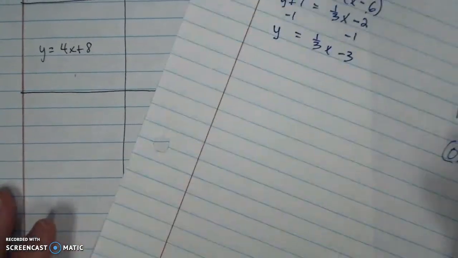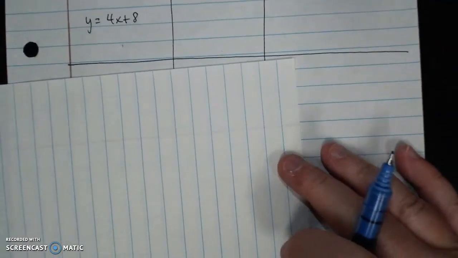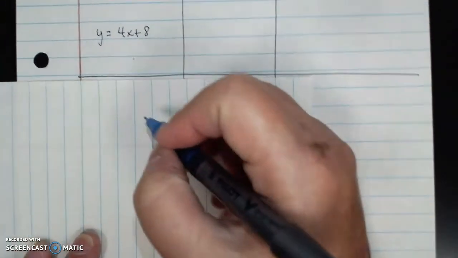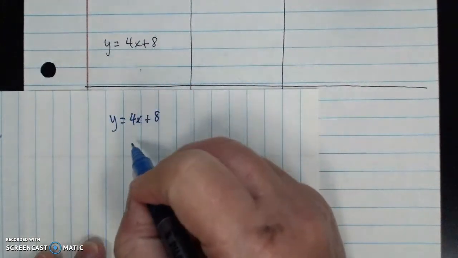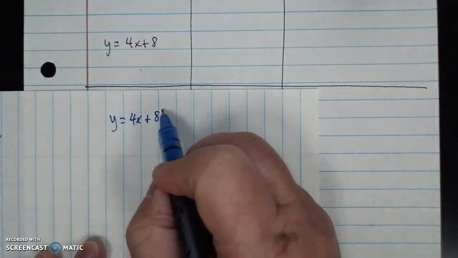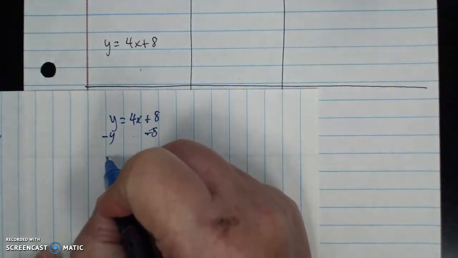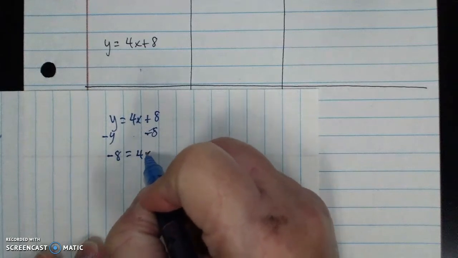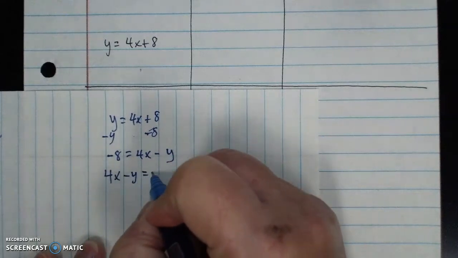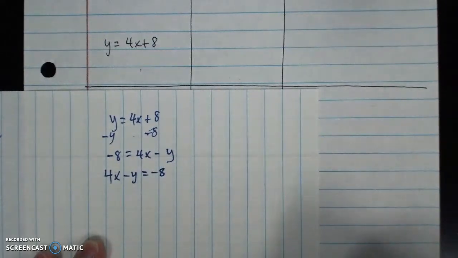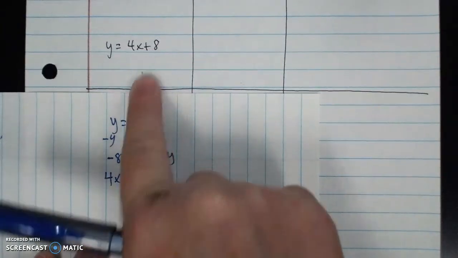If you're given slope-intercept, I would go to standard next, and I would say y equals 4x plus 8. I pull the y over, and I pull the 8 over at the same time. So I get -8 equals 4x minus y. And then I turn it around, 4x minus y equals -8. There's my standard. For my point slope, I'm going to use my y-intercept because y-intercepts are so important.